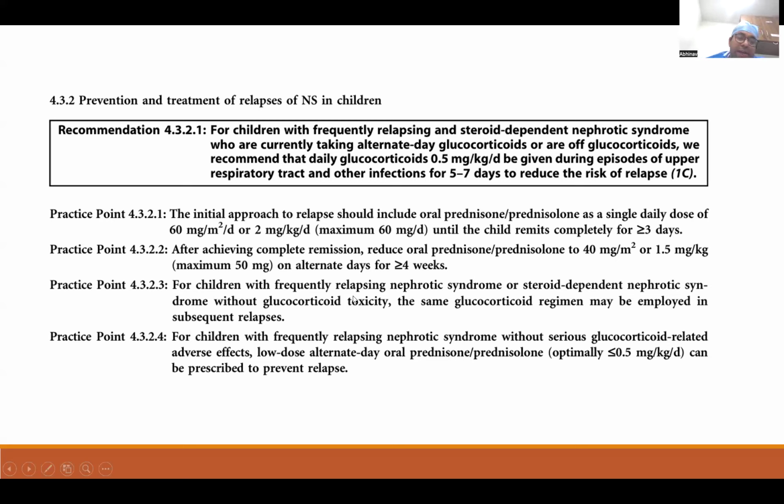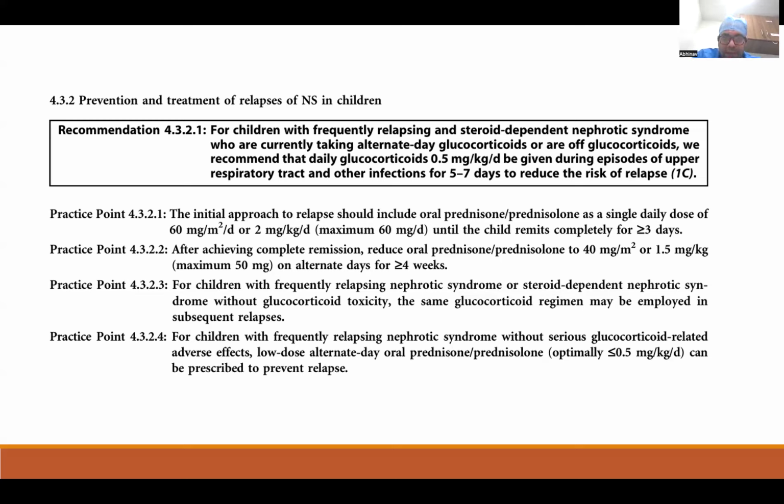Suppose this child is relapsing frequently. Then what you do is, you don't stop alternate day steroids after 4 to 6 weeks. Instead, after giving alternate day steroids for 4 to 6 weeks, you put them on low dose steroids, that is around 0.5 mg per kg per day, for a few months. This is in those in whom you have no glucocorticoid related side effects.